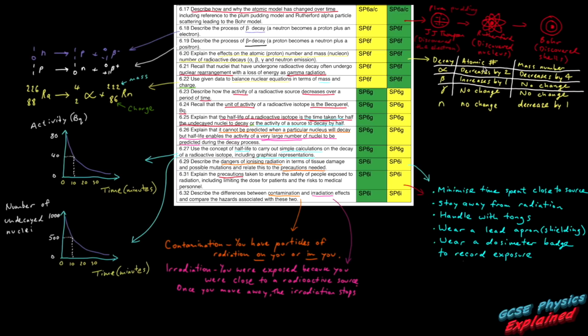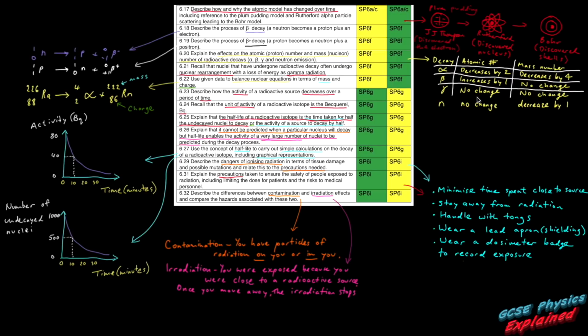Beta minus, the atomic number is going to increase by 1. That's because a neutron turns into a proton. There's no change in the mass. That's because the proton stays in the nucleus, just takes the neutron's place.